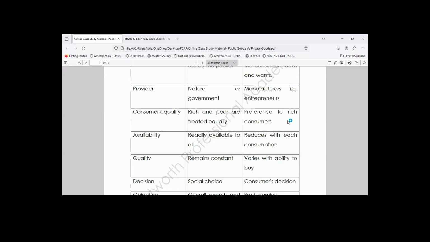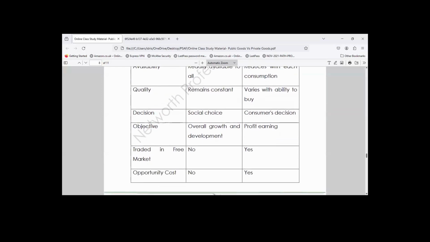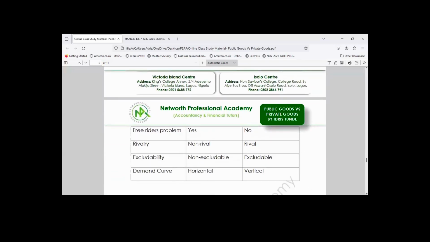Availability. Public good is readily available to everybody, but private good is available only to those who can afford to consume it. Objective. The objective of providing public good is to ensure economic growth and development. But the objective of providing private good is to maximize profit. Rival. There is no rivalry in consumption of some public goods, but in all private goods, there is rivalry in consuming it.